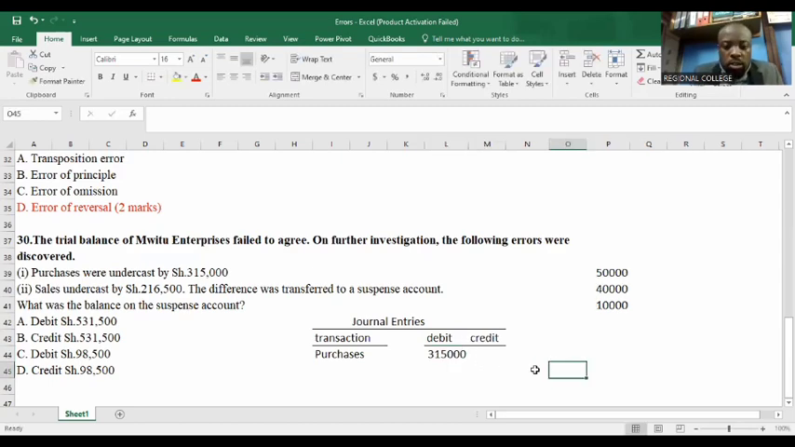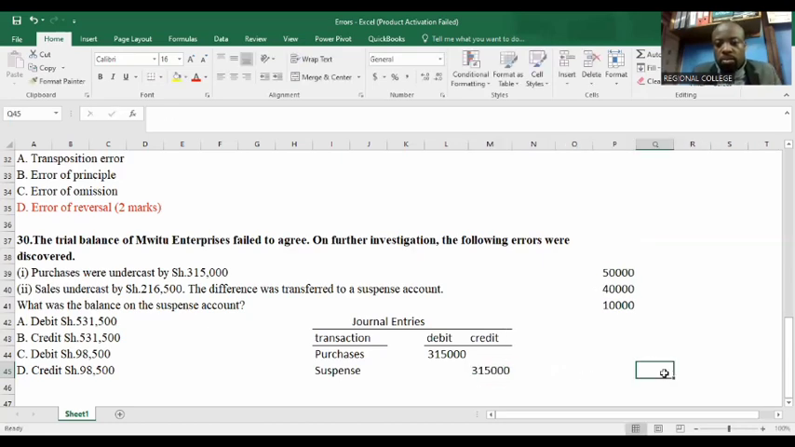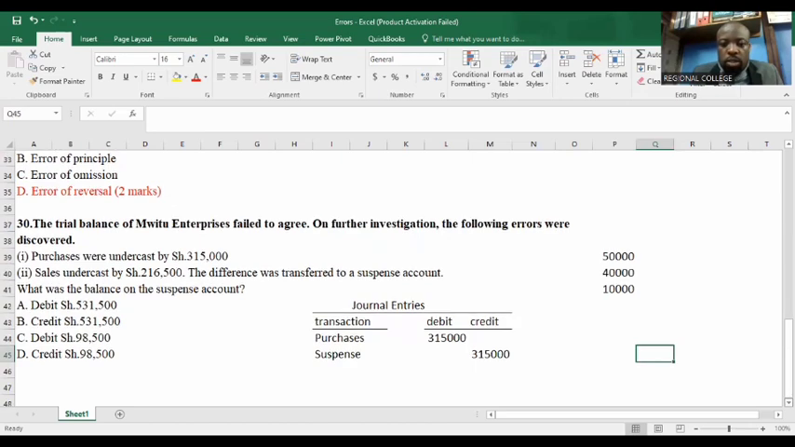So from that transaction, I have already debited my purchases, but I have to pass the double entry rule. So it was undercast. I don't know which account was undercast or how that happened. So I am left with a suspense, something that I don't have information about. So now I bring my suspense account here. Because the purchases has taken the debit, the suspense will take the credit, the same amount, to pass that journal. So that one is already recorded.